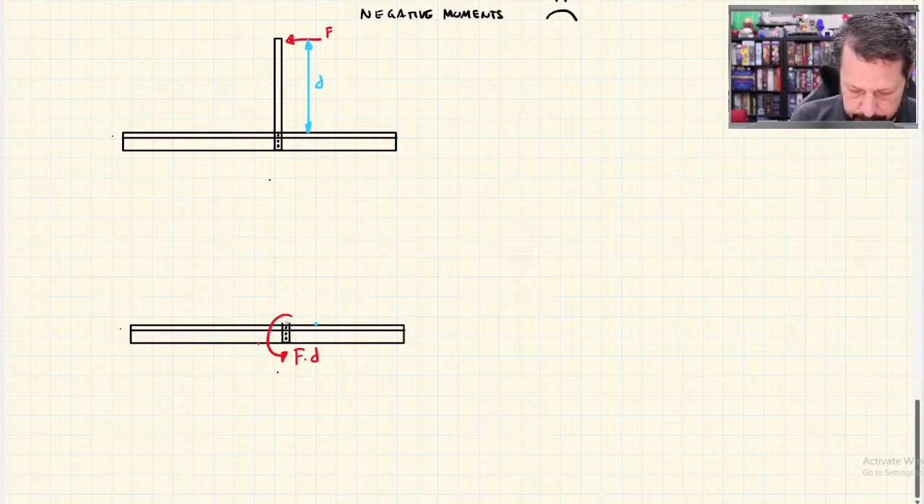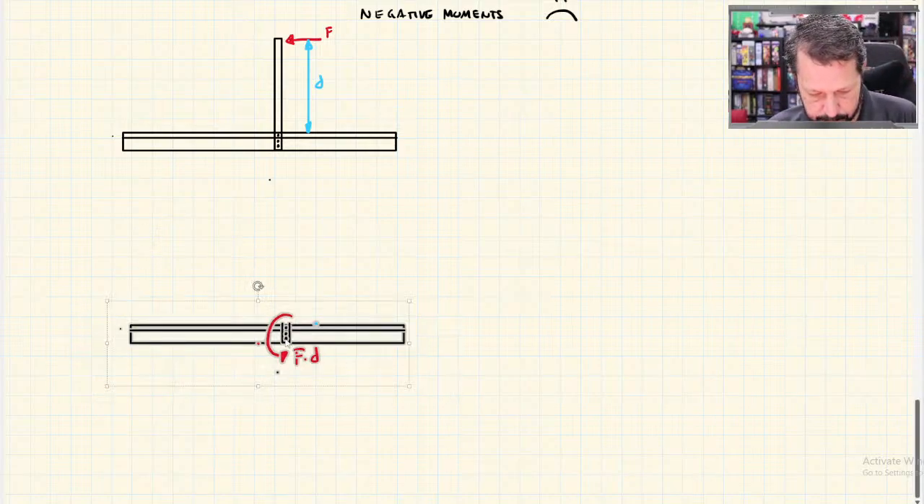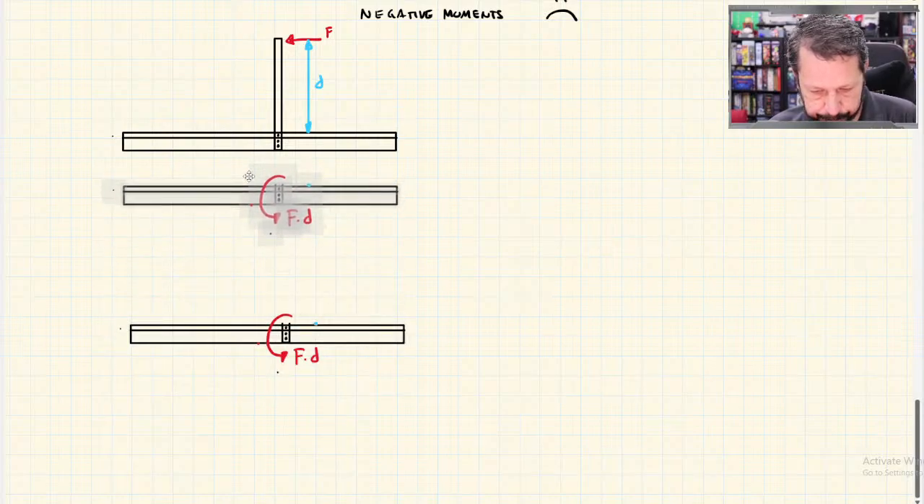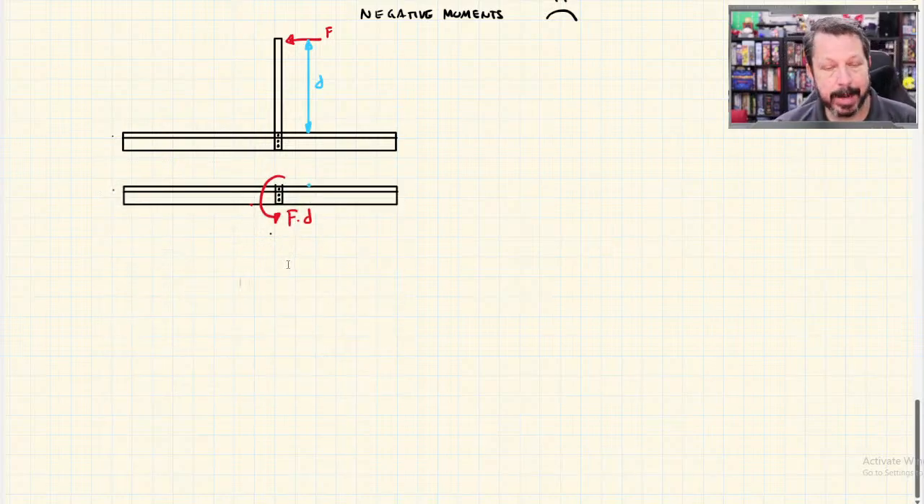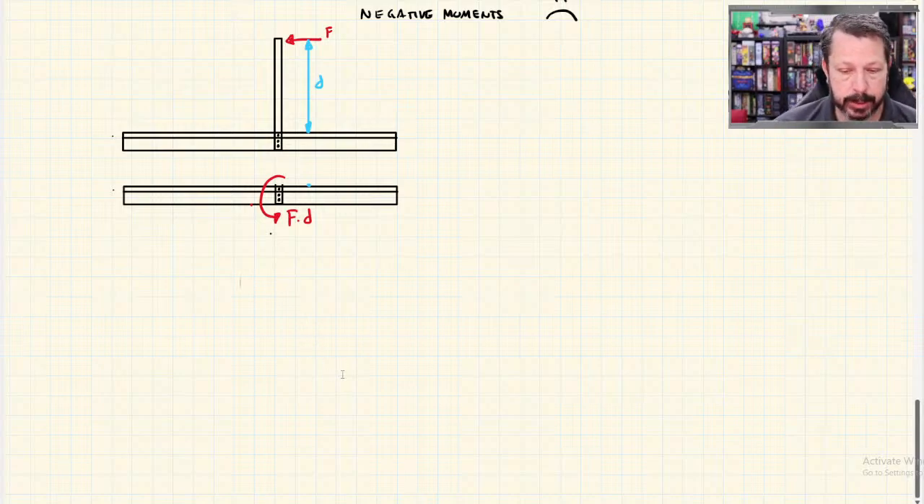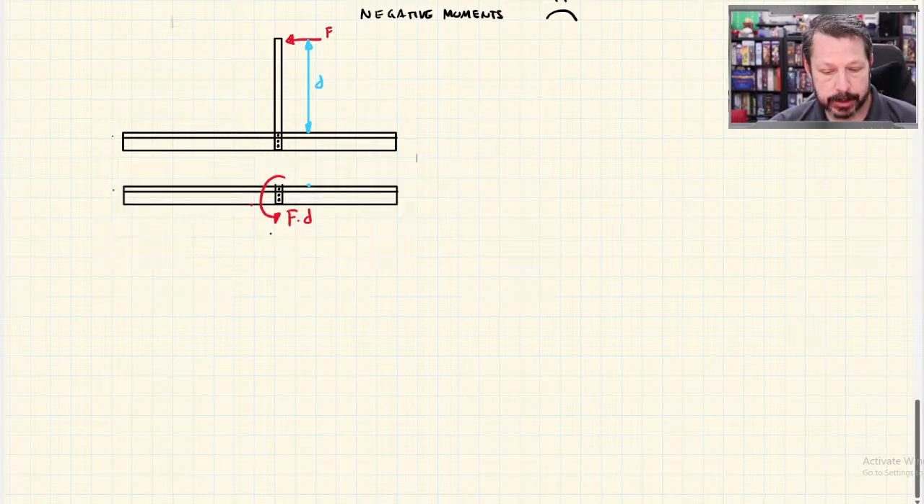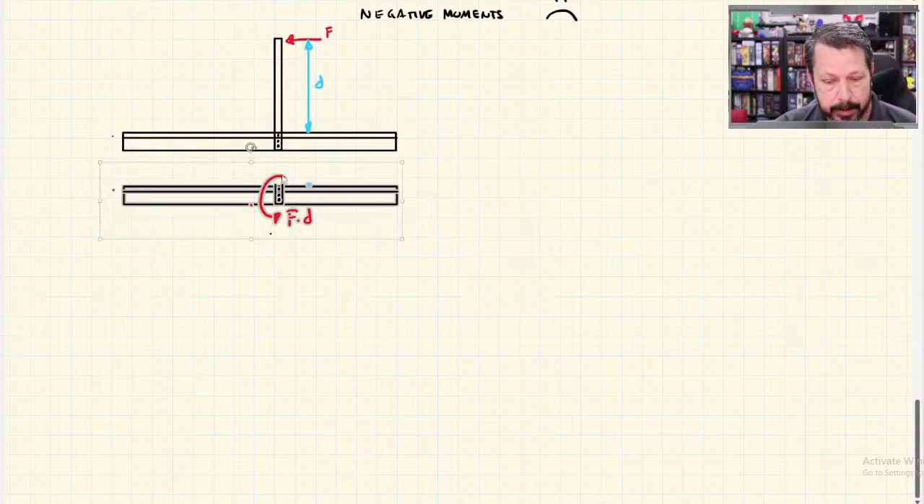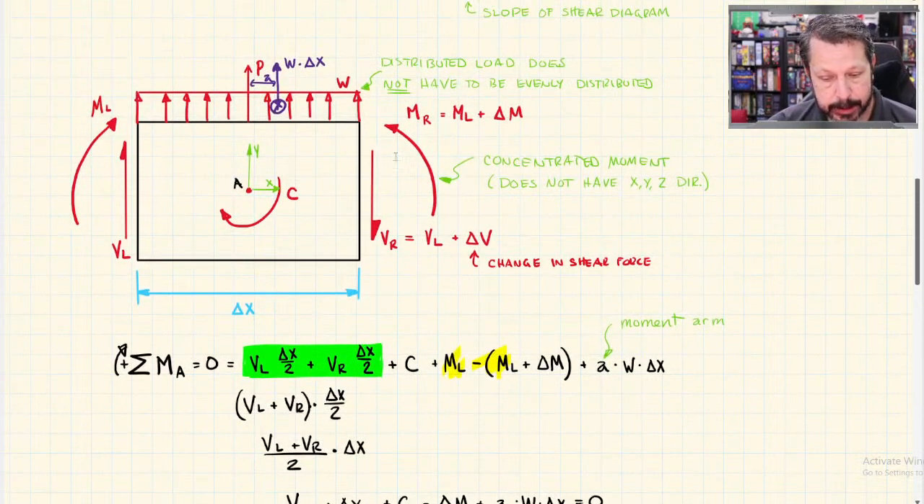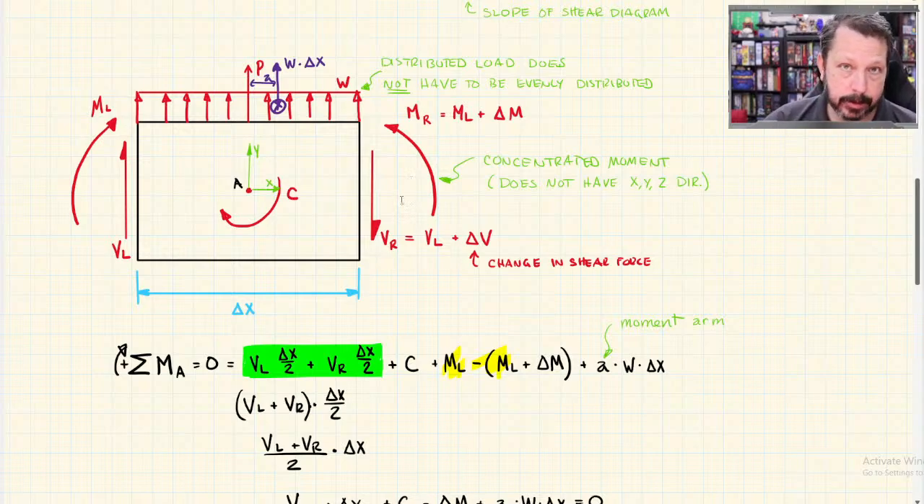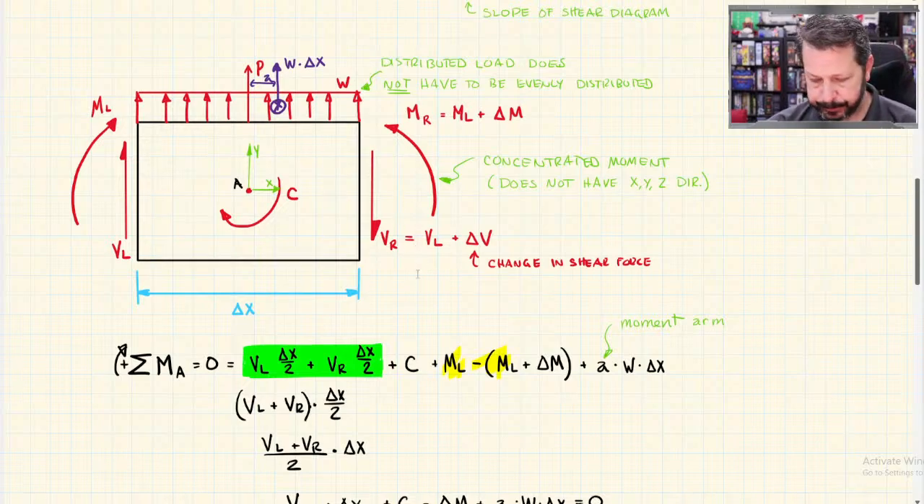I was going to move this and it didn't want to move on me. There. So that's how you might get an external concentrated moment. But you might only start with this version of it. You never saw, as a problem statement anyway, this version, but you saw this version. And that curved arrow, if this is not like a free body diagram like this, where we've cut it open somewhere, then what you're looking at is an external concentrated moment.